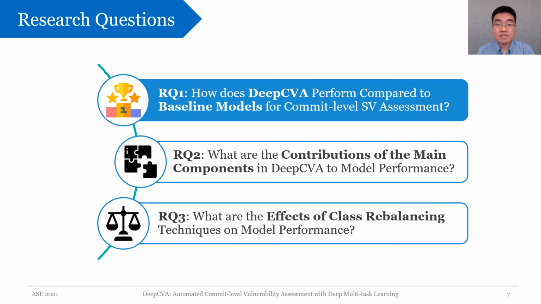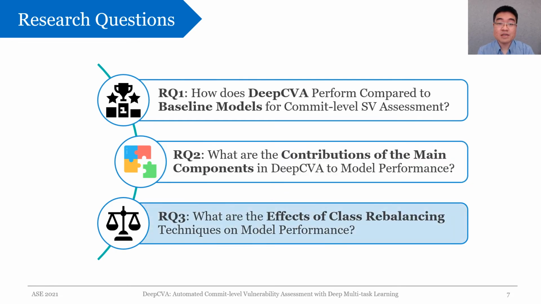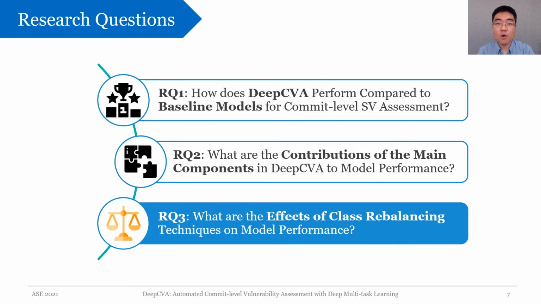Secondly, as we can see from the previous slide, DeepCVA has multiple components. So research question 2 quantifies the contributions of such components to the overall performance of DeepCVA reported in research question 1. Furthermore, because some of the CVSS metrics have quite few entries, research question 3 investigates whether class rebalancing, a commonly used technique in imbalanced data scenarios, will improve the performance for these cases.